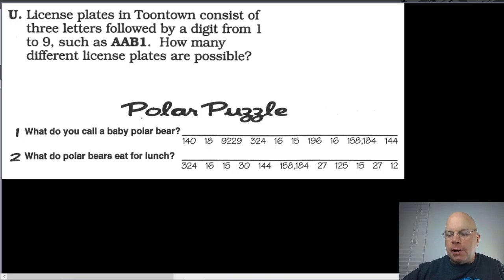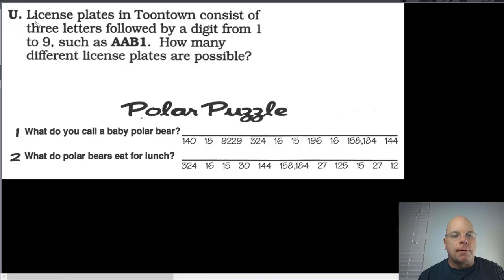Tonight's homework is all about calculating sample spaces and applying the fundamental counting principle. We know that the definition for a probability is the ratio of favorable outcomes to total possible outcomes. So in some situations you need some way to figure out the total number of possible outcomes.